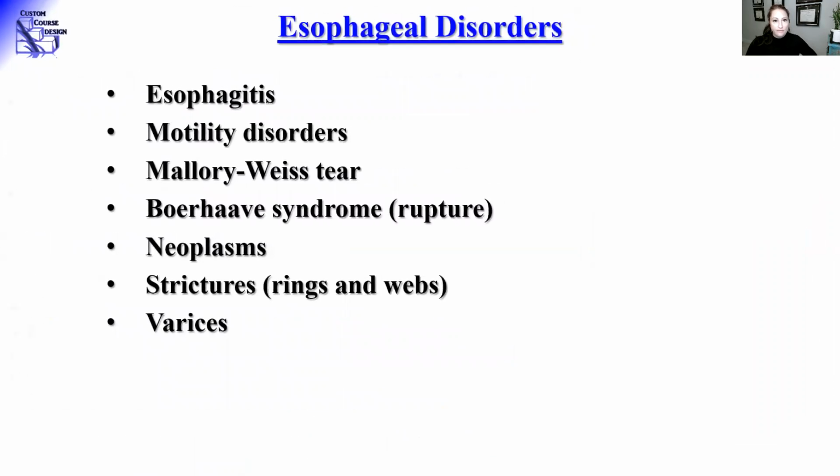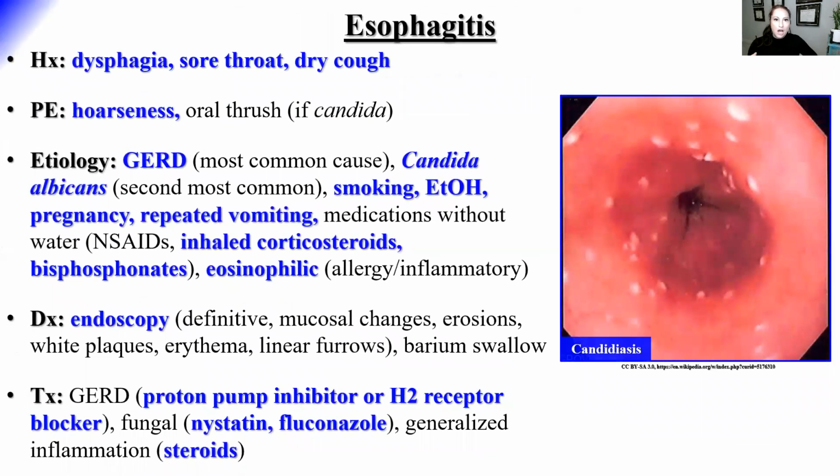All right, let's get into our esophageal disorders. And we're going to start off with esophagitis. This is just kind of a non-specific inflammatory process in the esophagus. And this can be caused by a lot of things. But the history on this one, they're going to say, my throat hurts, I have trouble swallowing. So dysphagia, sore throat, they may have a dry cough as well if this is associated with reflux. They may also have hoarseness if they have acid that's bathing those vocal cords. If this is related to candida or thrush, you may actually be able to see thrush in their mouth.